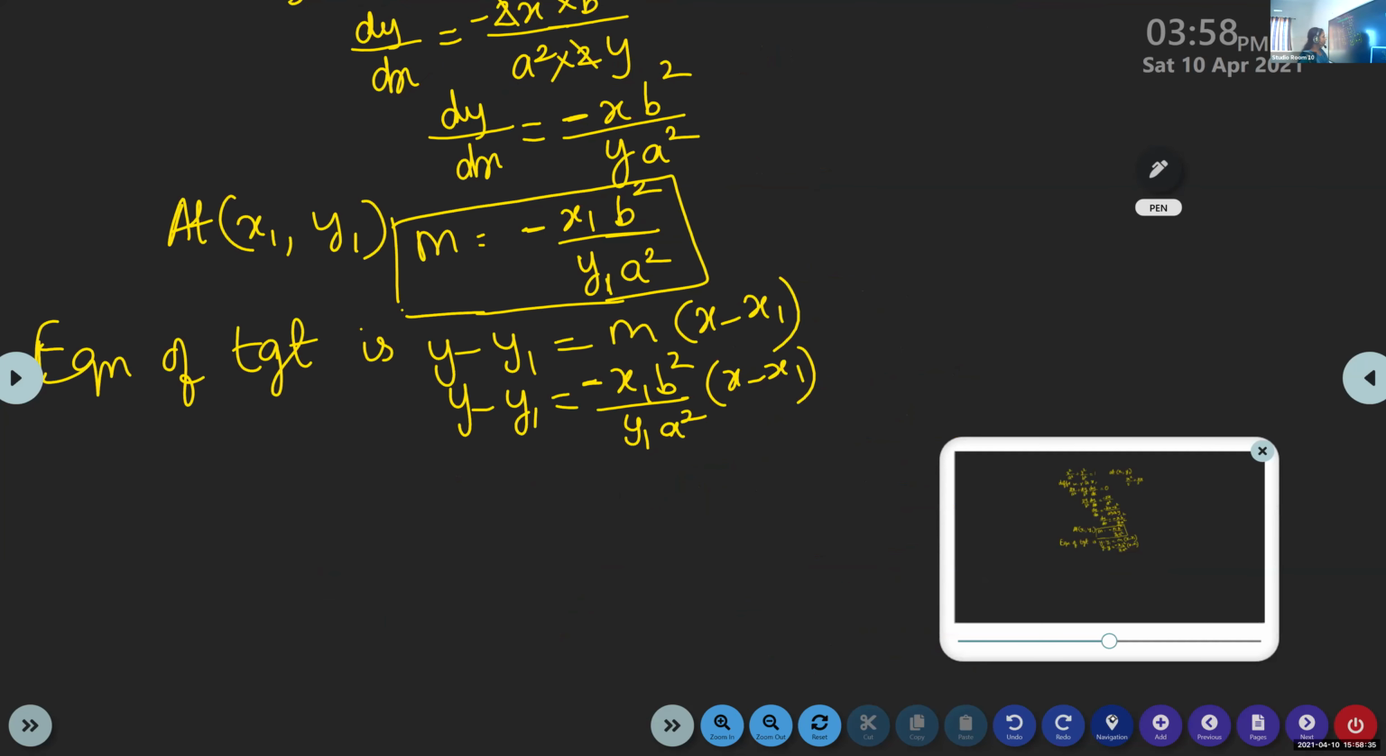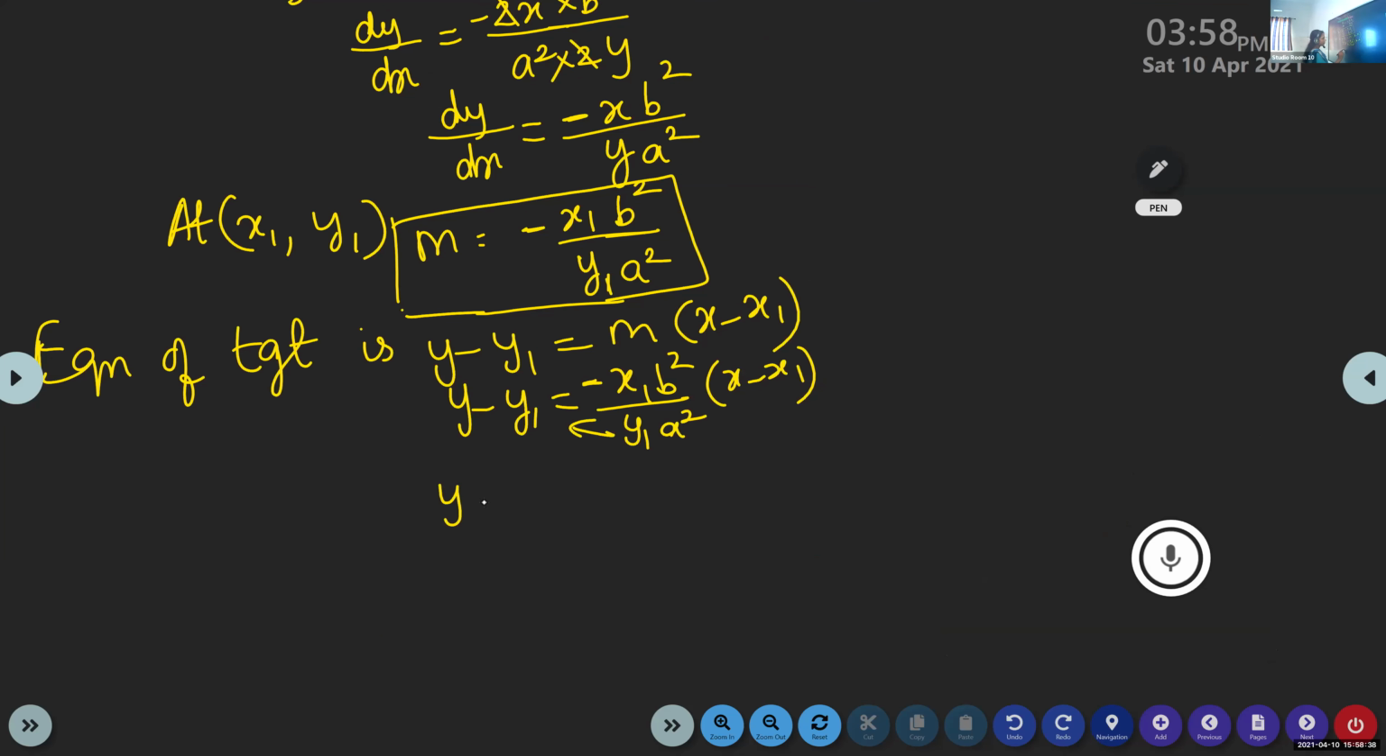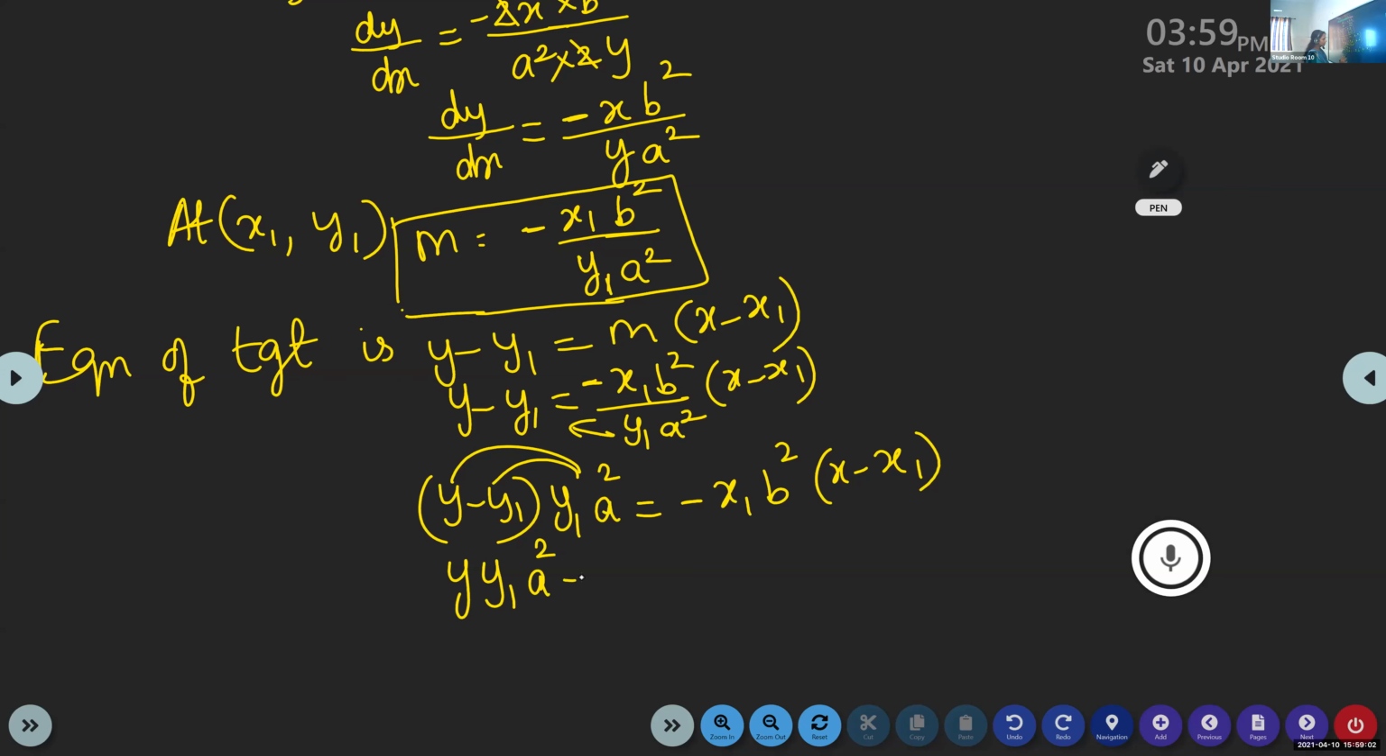Next step, you cross multiply this. Y minus y1 into y1 a square is equal to minus x1 b square into x minus x1. Now you open the brackets, distributivity. So when you open the bracket, y1 a square minus y1 square a square is equal to minus x1 b square plus x1 square b square.